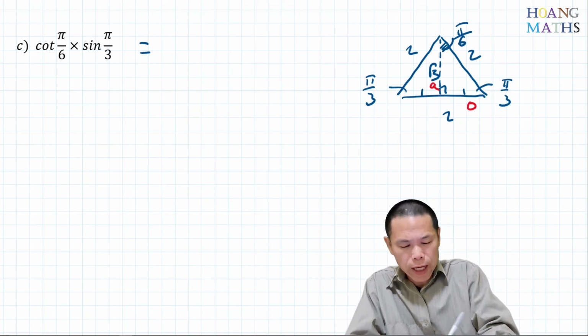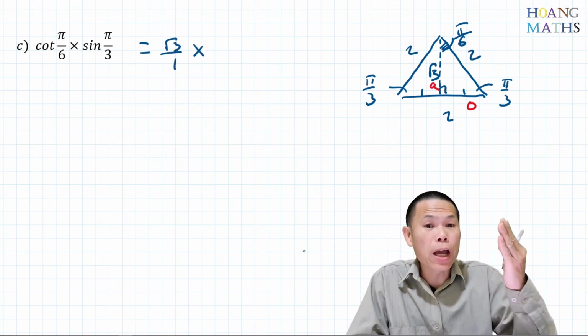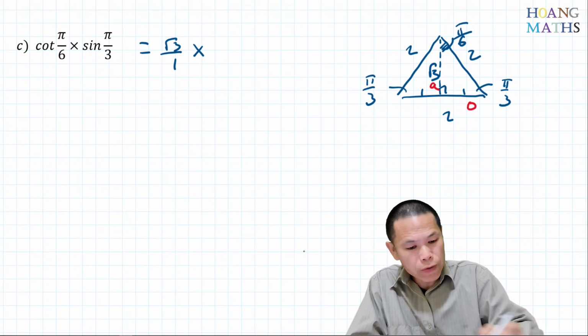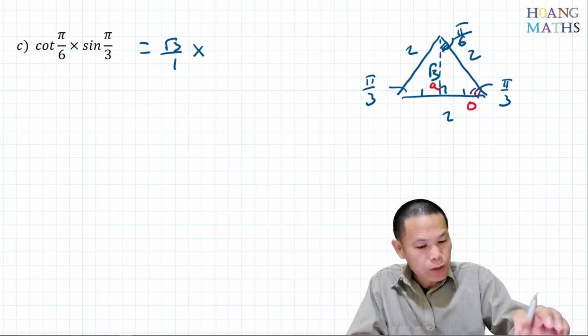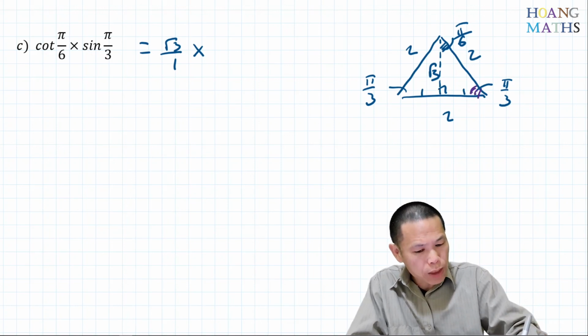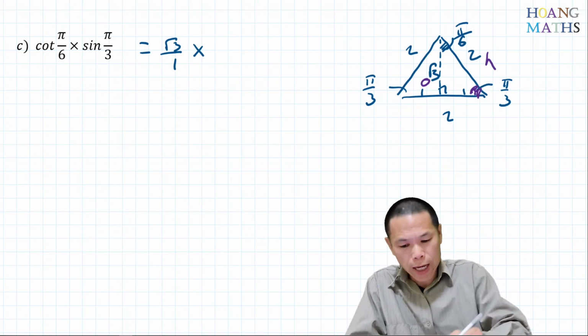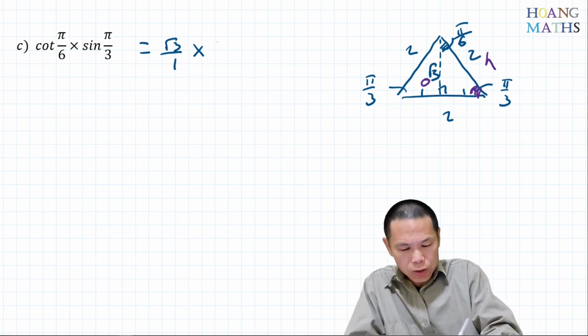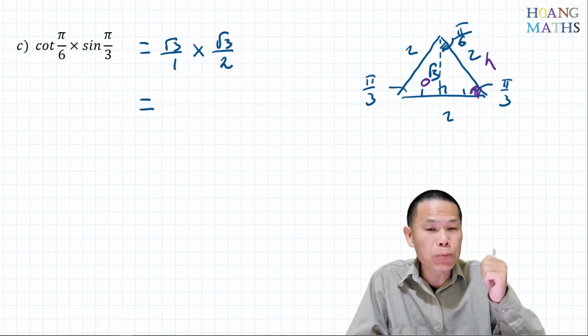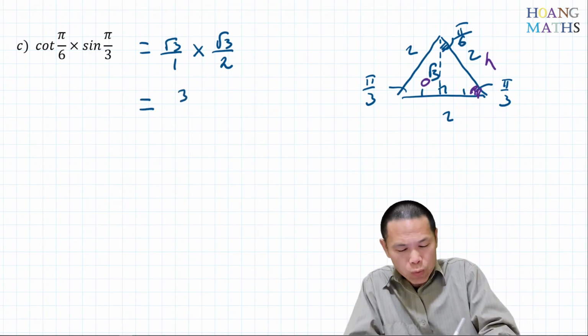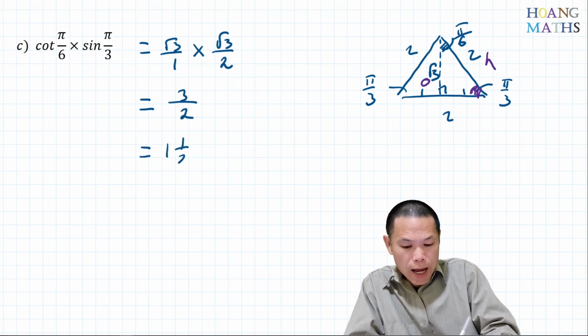So let me just write this down. So root 3 over 1 times sine of pi over 6. So pi over 6 is this one here, okay? So therefore, sine is opposite over hypotenuse. So sine of pi over 6 is 1 over 2, which is times root 3 over 2. Then don't forget, root 3 times root 3 is 3, and 1 times 2 is 2. So the answer is 1 1/2.